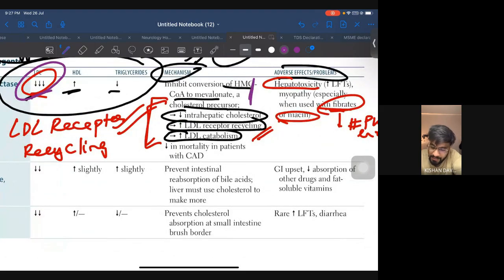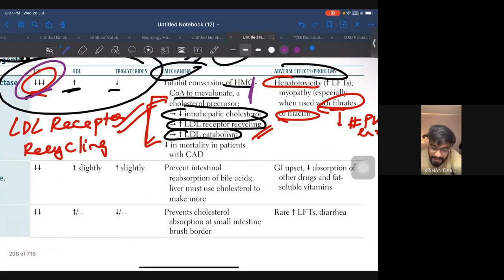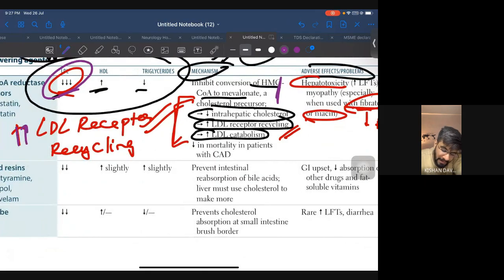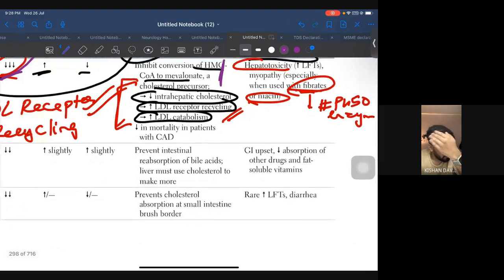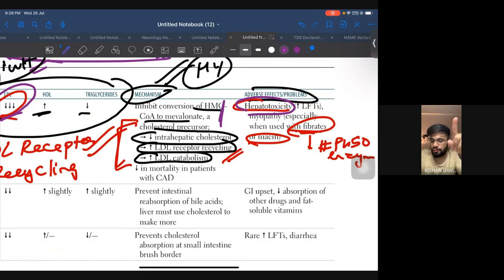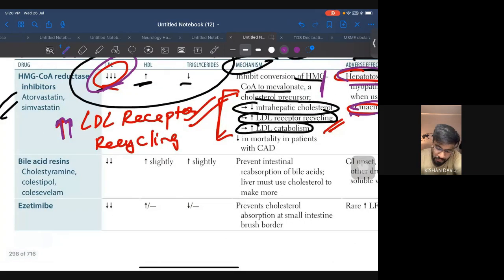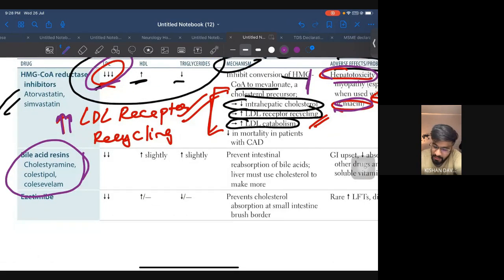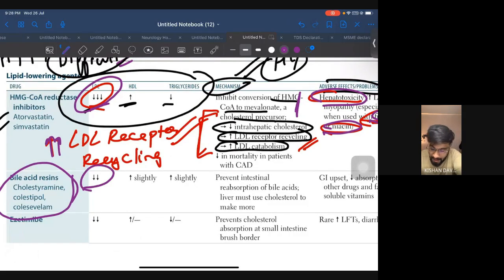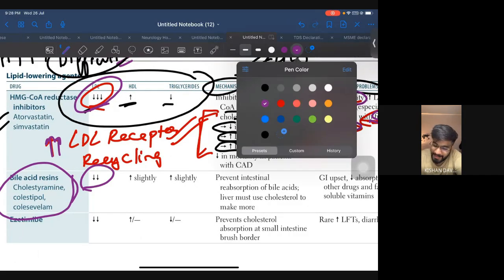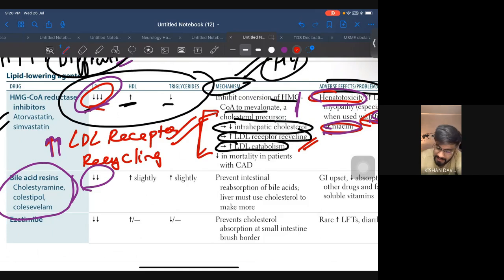Another one, mechanism याद रखो. And yes, so decrease in intrahepatic cholesterol, but increase in LDL receptor recycling. Receptor recycling increase होगा, but LDL decrease होगा. Okay, it is hepatotoxic. And remember not to give them with fibrates and niacin. Okay, ये याद रखना. Coming to bile acid resins, remember the names, remember this. And yeah, one important question they love to ask in bile acid resins is which lipid lowering agent increases triglyceride.